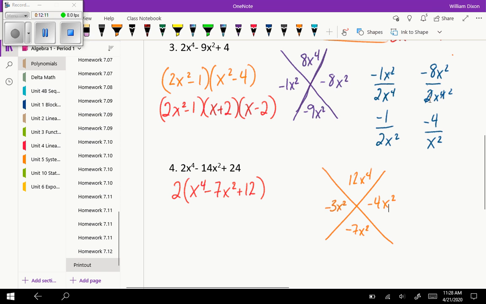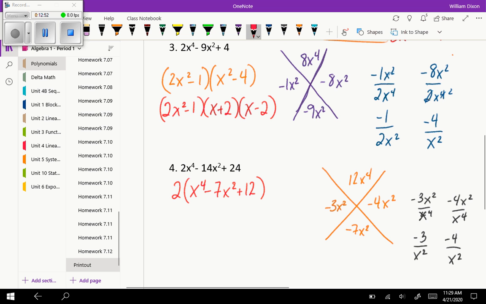So once again, I'm going to put those over our leading, or our first term. So I have negative 3x squared over x to the fourth. And I have negative 4x squared over x to the fourth. I'm going to reduce that. That's going to be negative 3 over x squared. And then the second one's going to be negative 4 over x squared.